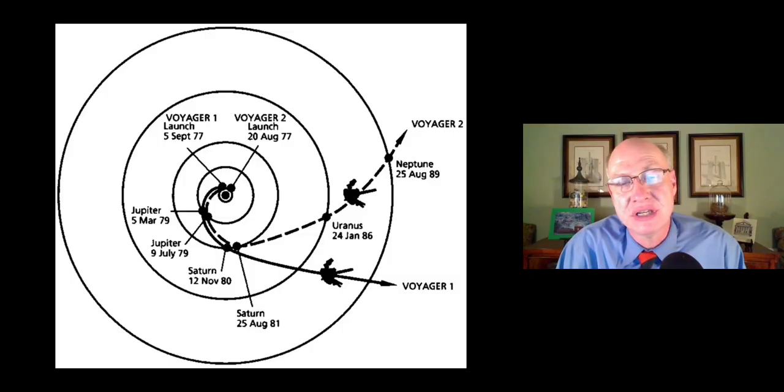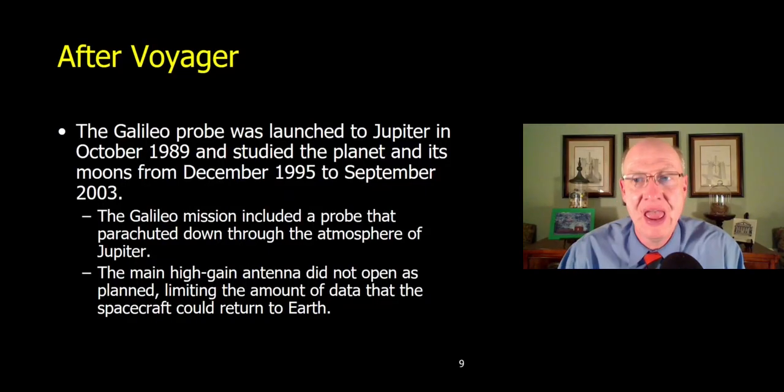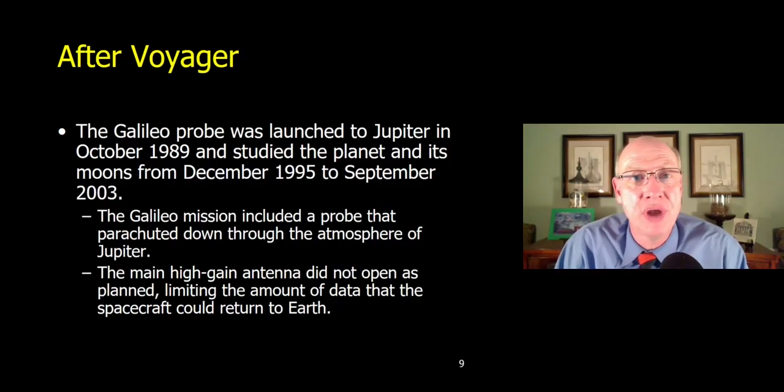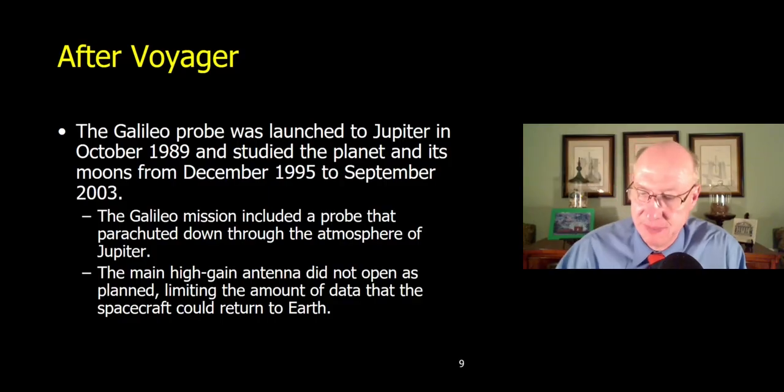Well, after the missions to Jupiter and Saturn by Voyager 1 and 2, enough new information was turned up that dedicated missions were called for. And so, after Voyager, NASA and the European Space Agency developed the Galileo mission. The Galileo mission was launched to Jupiter in October of 1989, and it studied the planet and its moons from December of 1995 to September of 2003. The Galileo mission included a probe that parachuted down through the atmosphere of Jupiter, taking data. We'll talk a little bit about that in a few minutes.